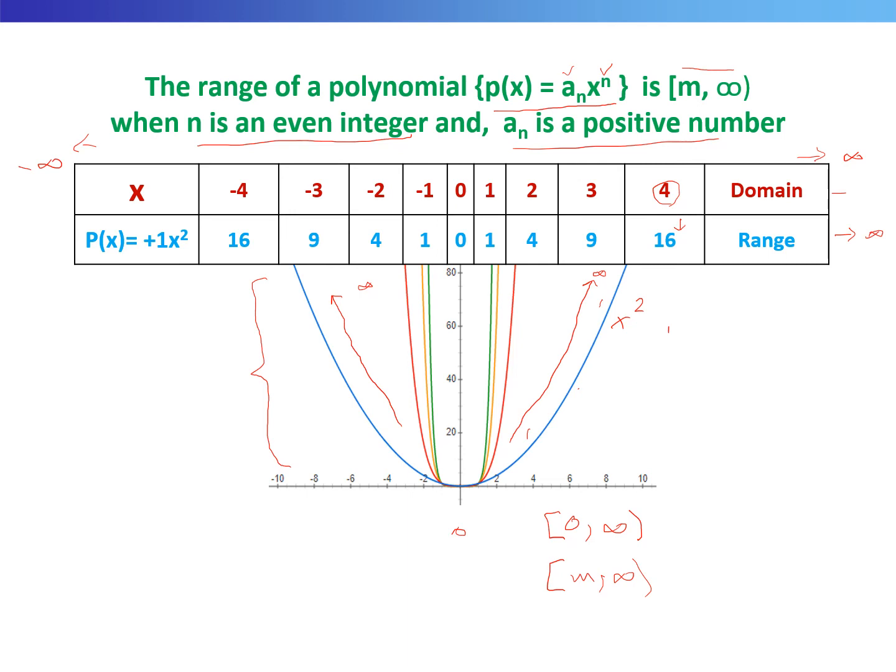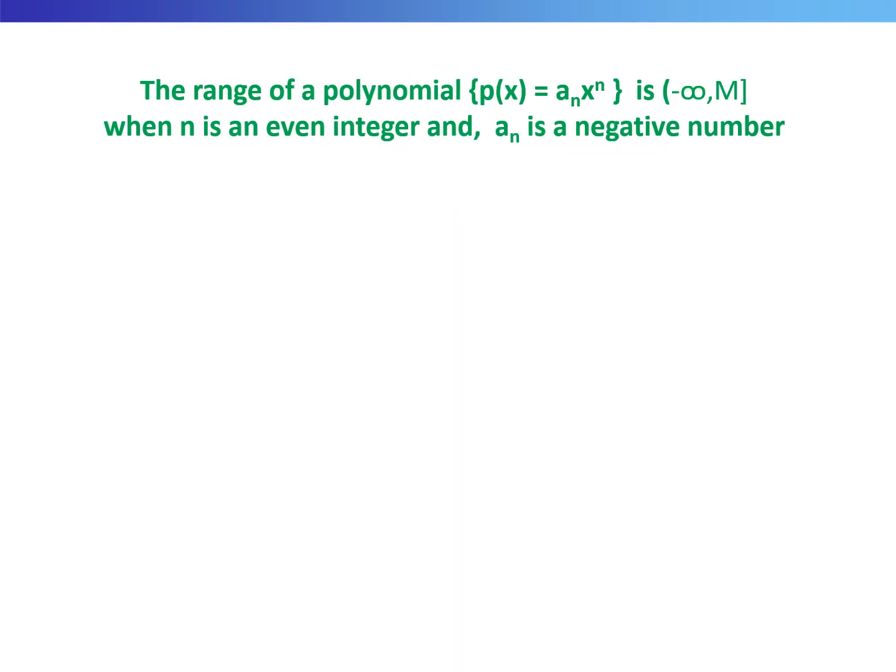Now we will go ahead and take the other situation. The range of a polynomial p of x equals a sub n x to the power n. This is a polynomial with a single term. So n is the degree and a sub n is the coefficient. The range of such a polynomial will be from negative infinity to capital M, where capital M is the absolute maxima on the graph of the polynomial. That is the point in the graph of the polynomial that has the largest value of y towards the y-axis.